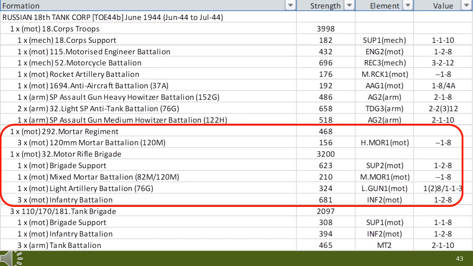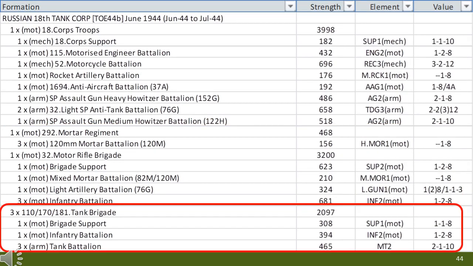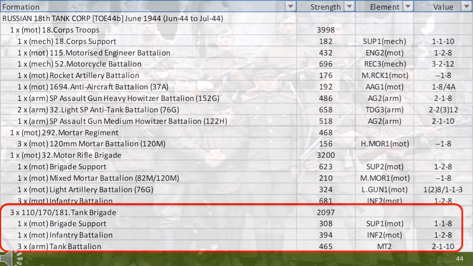There was no change in the mortar regiment or motor rifle brigade, although due to manpower issues some manpower levels did reduce. These manpower issues also affected the tank brigade, which suffered additional manpower reductions, resulting in brigade support assets suffering. The tank battalion was basically unchanged, and while they were using late T-34s, they were still mainly the T-34-76 medium tanks.